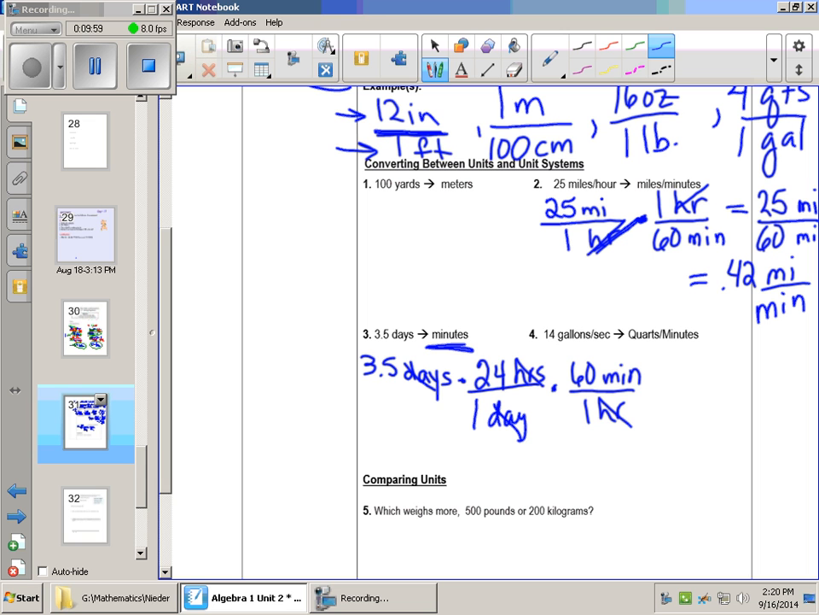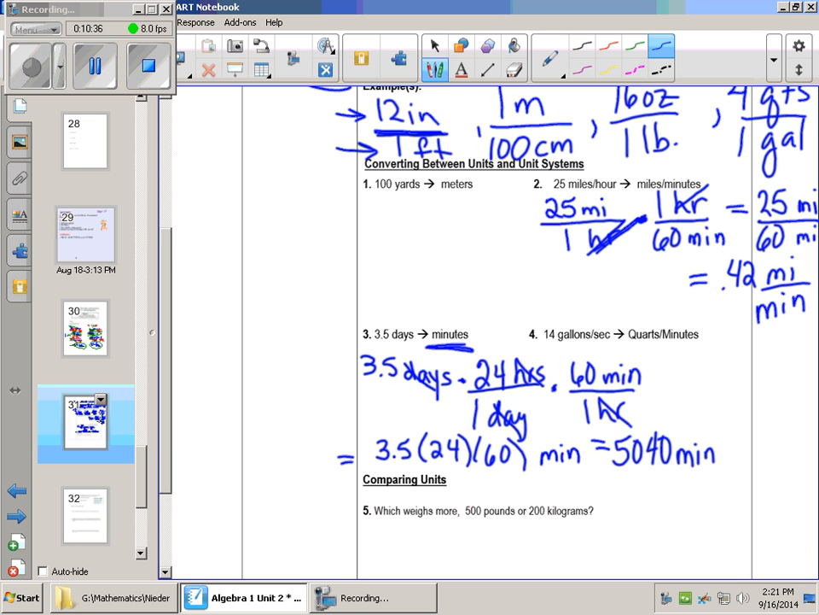Okay? So looking at what I have, on the top, I got to multiply across when I multiply fractions. I've got 3.5 times 24 times 60. On the bottom, all I have is 1 times 1, so I really don't need to write that, right? Divided by 1. And my units on this are minutes. So compute that out on your calculator. See what you get. And you should get exactly 5,040 minutes. Okay, so that's how many minutes are in 3.5 days.